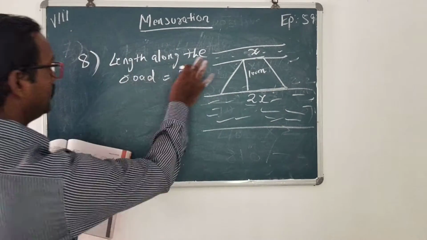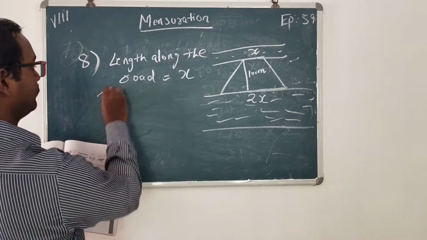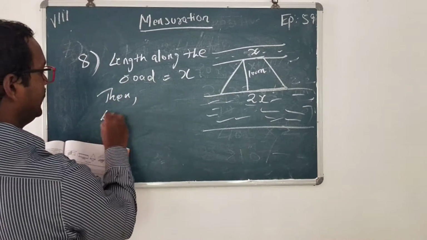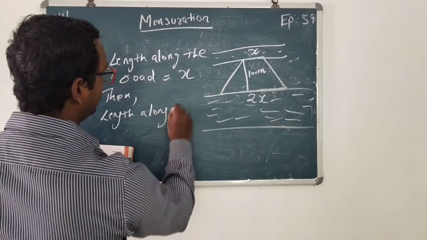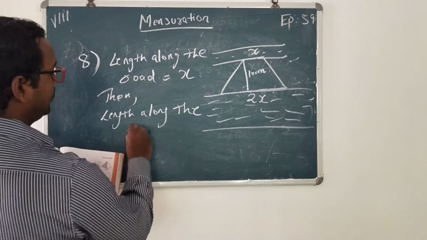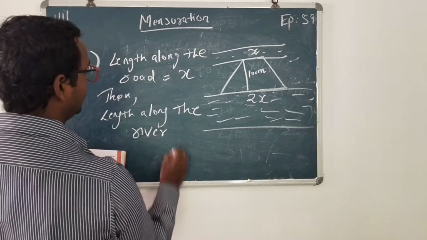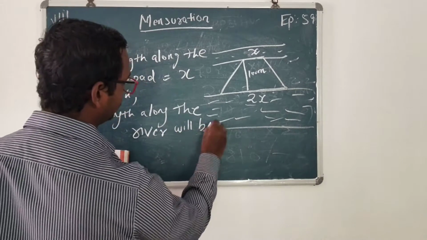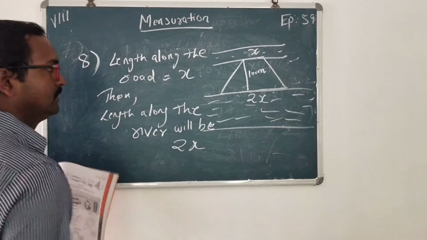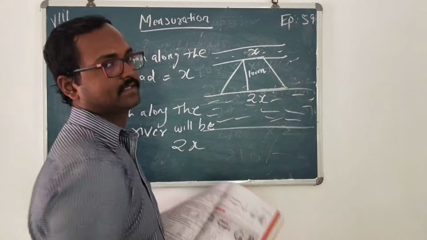So the length along the road is x, then the length along the river will be 2x. So this is x, this is 2x.